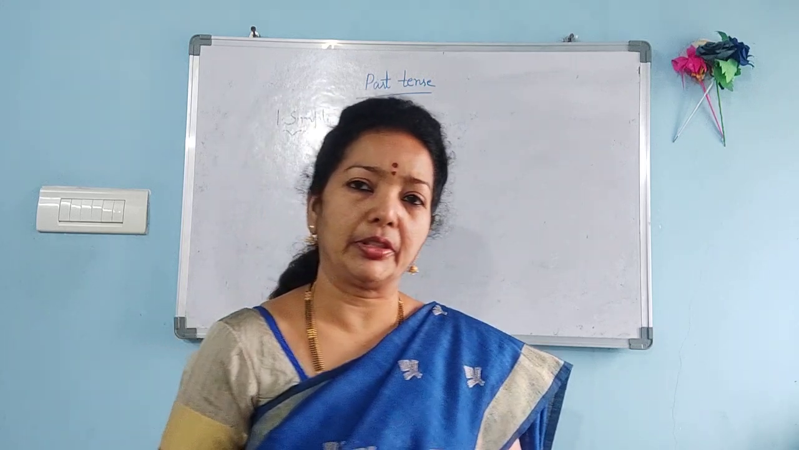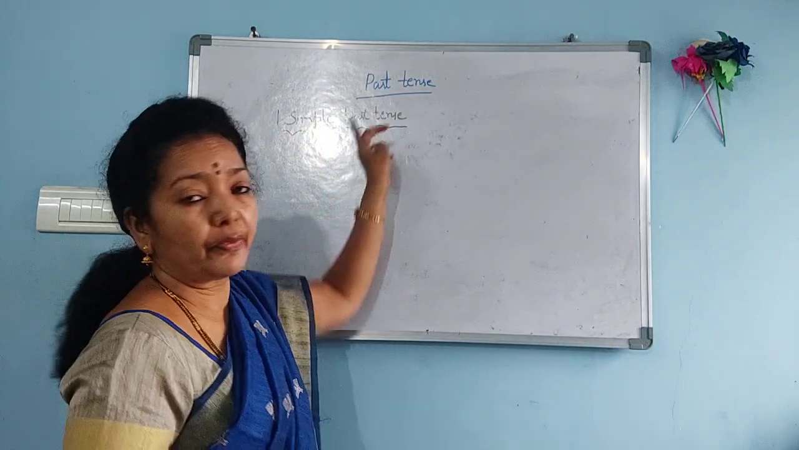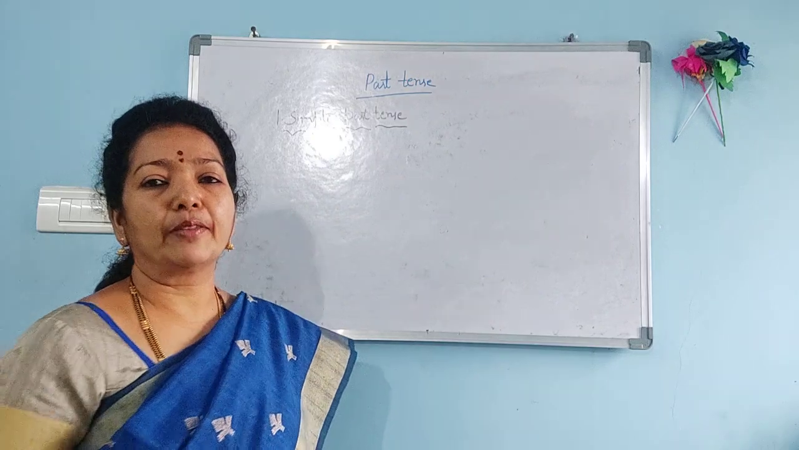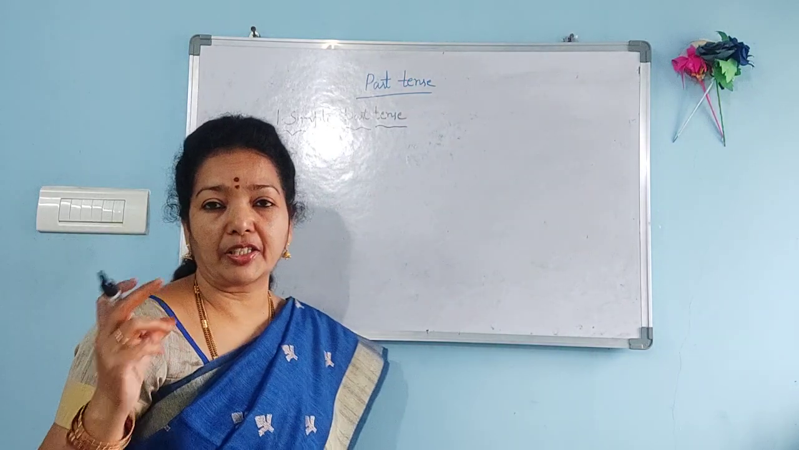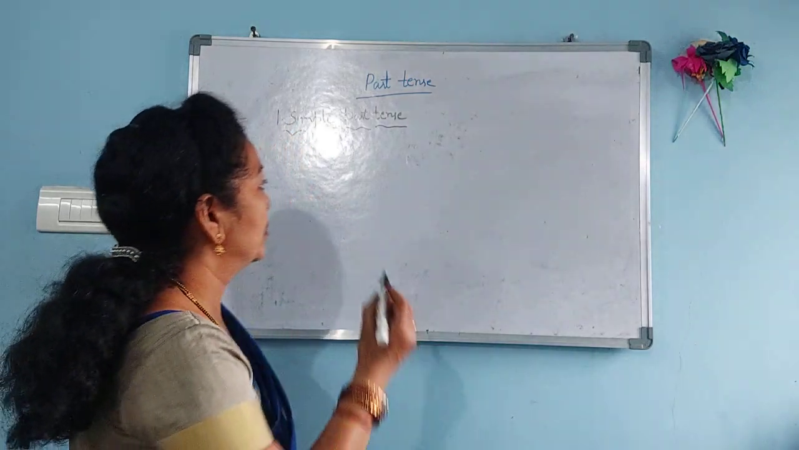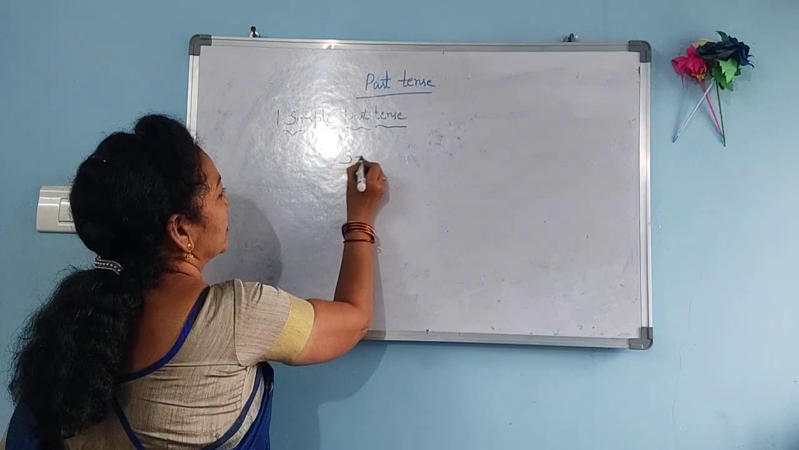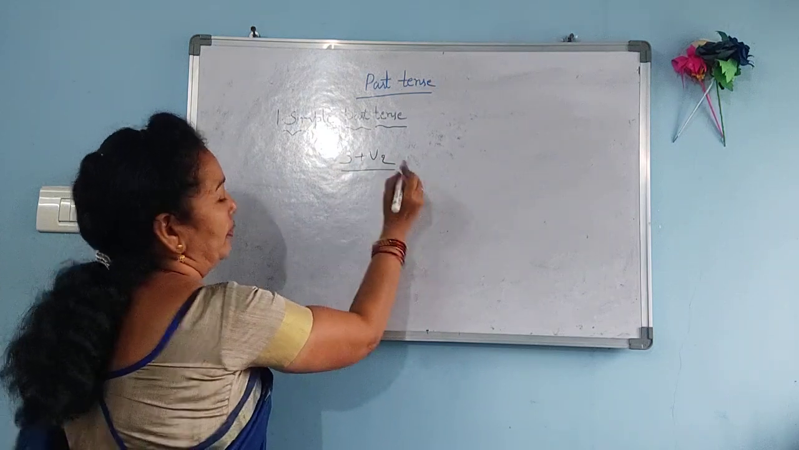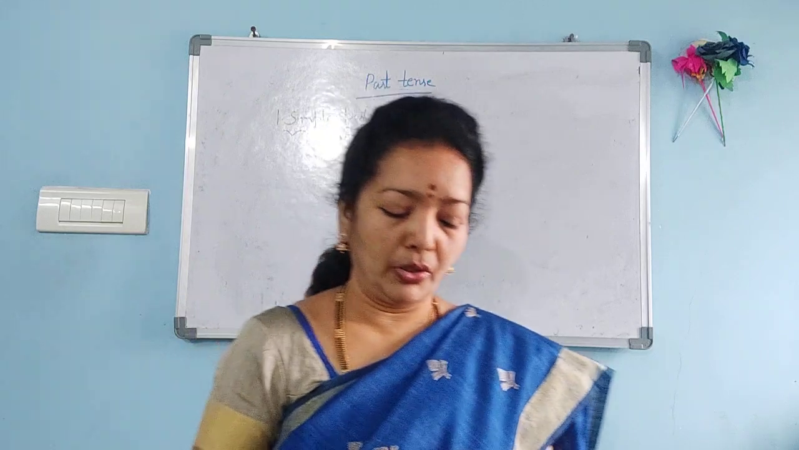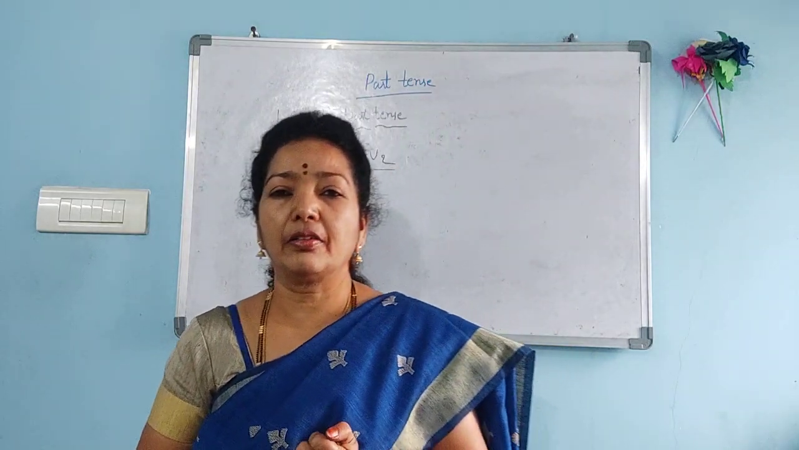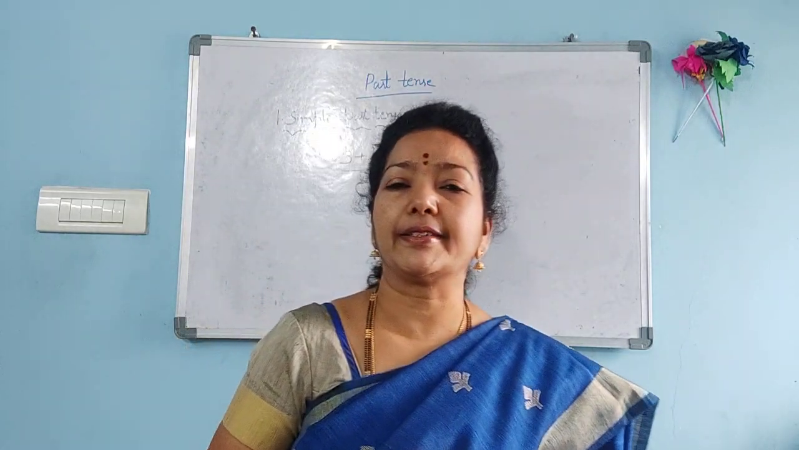Now we are going to learn about simple past tense. What is simple past tense? What is the structure of a simple past tense? So it is subject plus V2. Subject plus V2. So what is the specialty of past tense?